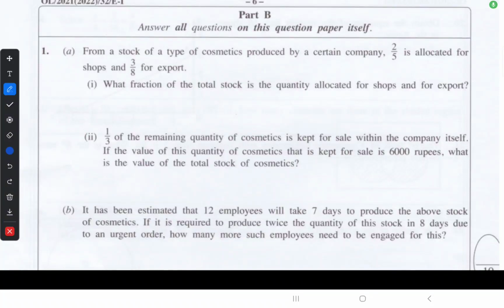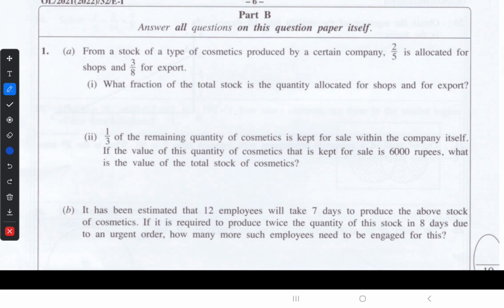...of type of cosmetics produced by a certain company. 2 upon 5 is allocated for shops and 3 upon 8 for export. What fraction of the total stock is the quantity allocated for shops and export? First of all, we have to find what is happening in the stock. The stock of cosmetics produced by a certain company is allocated for shops and export.